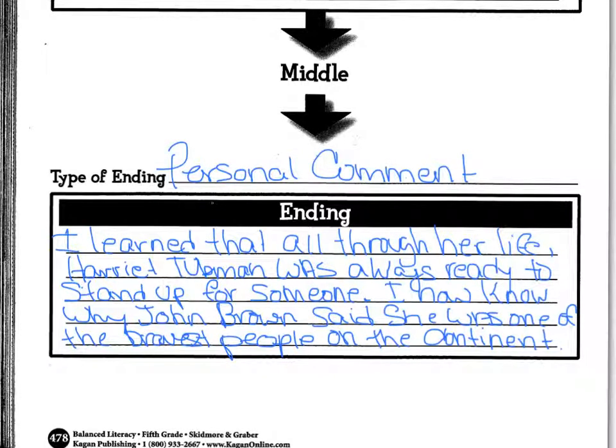So here's what I've done. This is the same form that you saw on the previous page, except I filled it out. As you can see, I put in the personal comment, that's how I wanted to respond, and then I wrote my personal comment related to Harriet Tubman. I learned that all through her life, Harriet Tubman was always ready to stand up for someone. I now know why John Brown said she was one of the bravest people on the continent. That's my personal comment because it's all about what I am thinking about what I'm writing about.